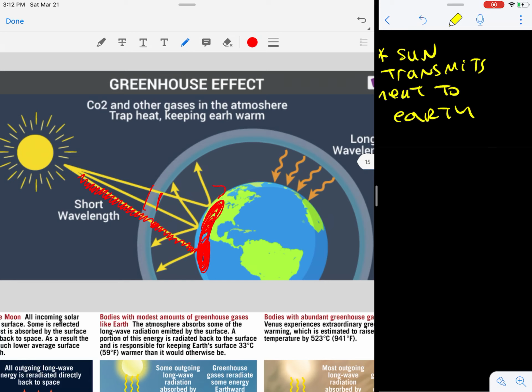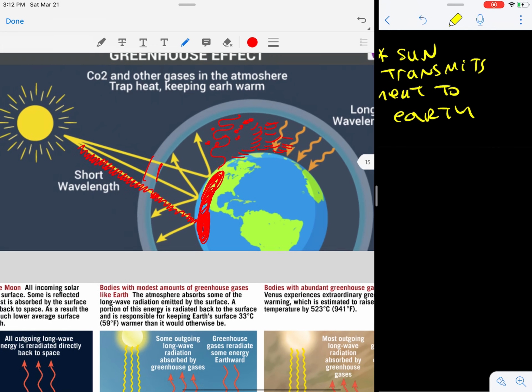And infrared vibrates at a lower frequency, and this longer wavelength gets trapped by carbon dioxide in our atmosphere, and the carbon dioxide re-releases that heat, and that keeps the Earth warm. So this is what actually helps the Earth to have a warm atmosphere.